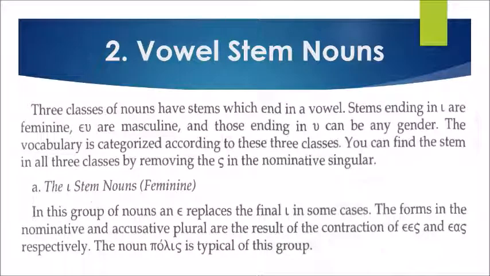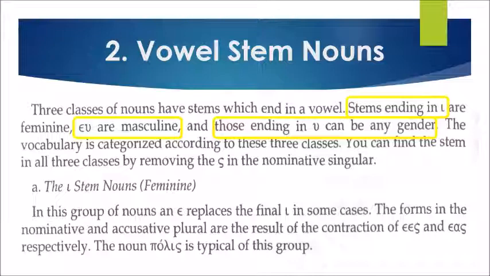All right, let's proceed to the vowel stem nouns. Three classes of nouns have stems which end in a vowel. We have stems ending in iota, as you have seen earlier. They are all feminine. Epsilon-upsilon stems are all masculine. And the upsilon alone can be in any gender. The vocabulary is categorized according to these three classes. You can find the stem in all three classes by removing the sigma in the nominative singular.